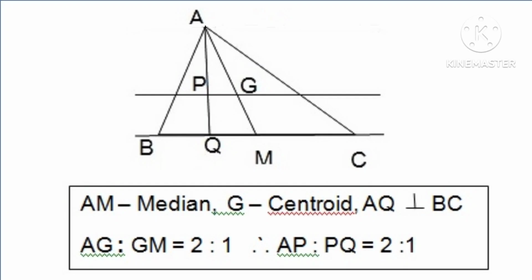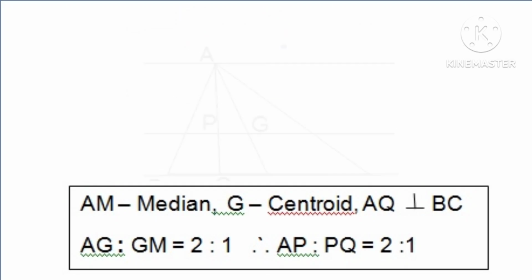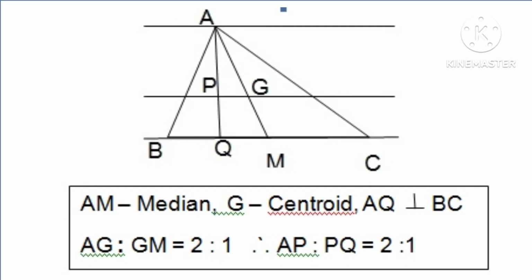Not convinced? Please wait. Draw a line parallel to BC through A. Now apply the intercept theorem. Remember, you can use this method for solving the problem.